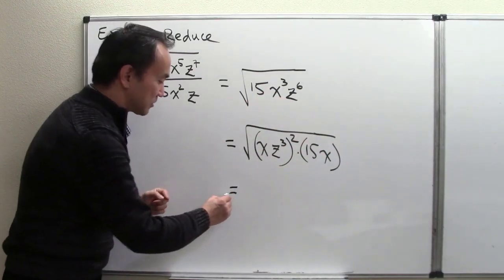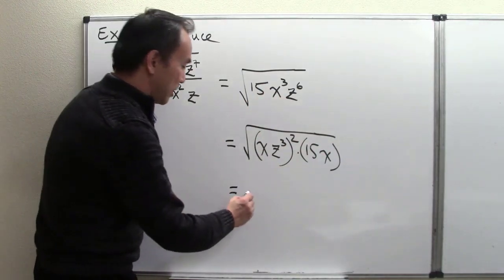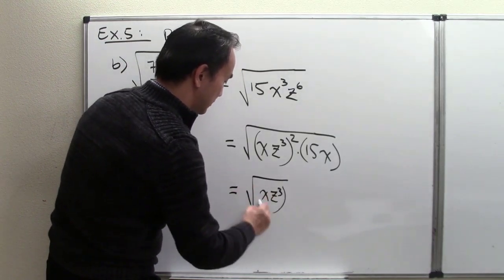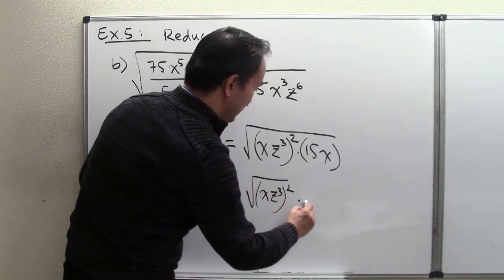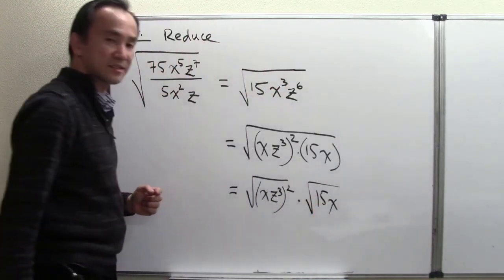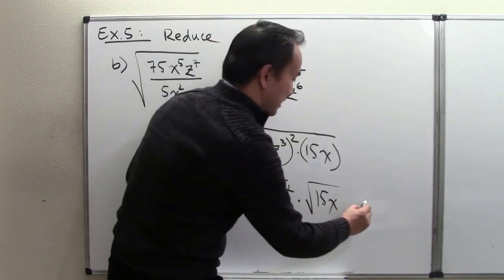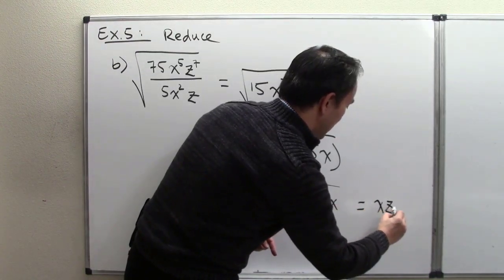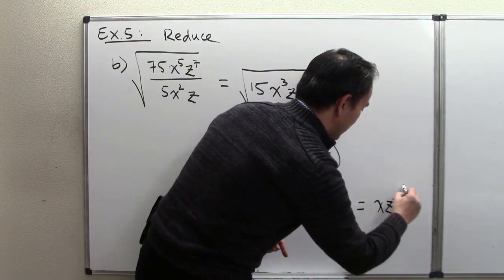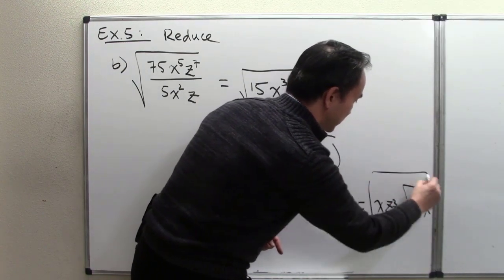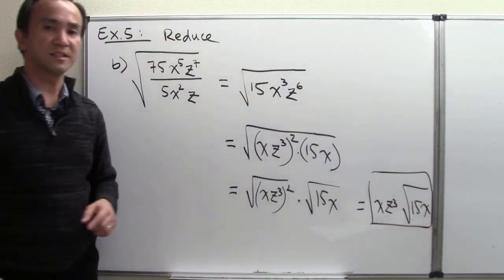And so now the product property allows me to take one separate square root of x z cubed all squared, and that's in product with the irreducible square root of 15x. And so now the final answer comes out simply x z cubed in product with the square root of 15x. That's how we completed that work right there.